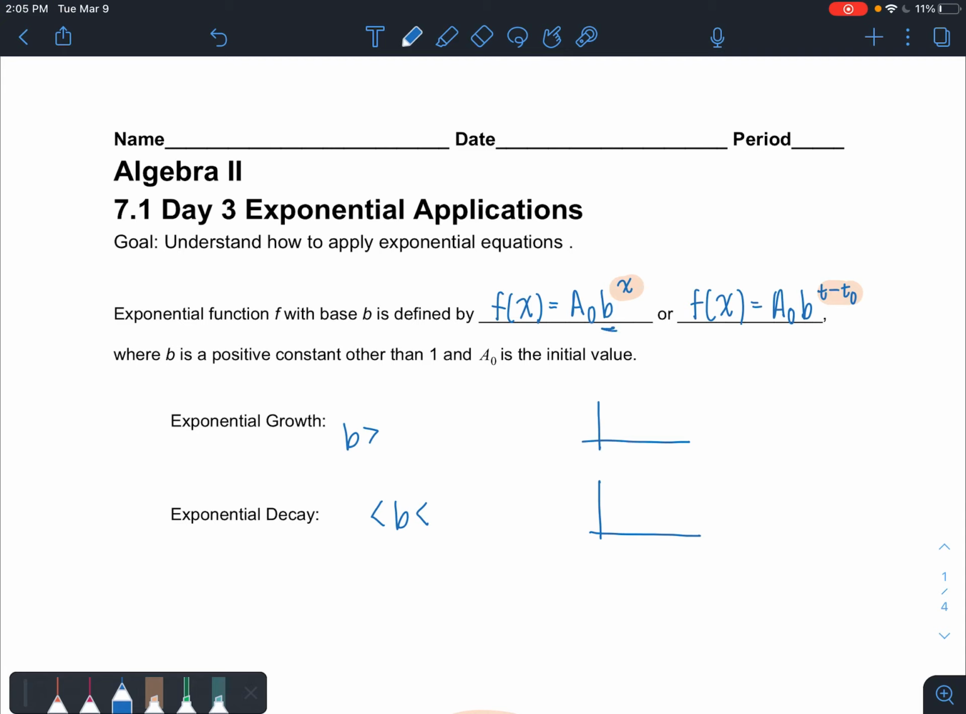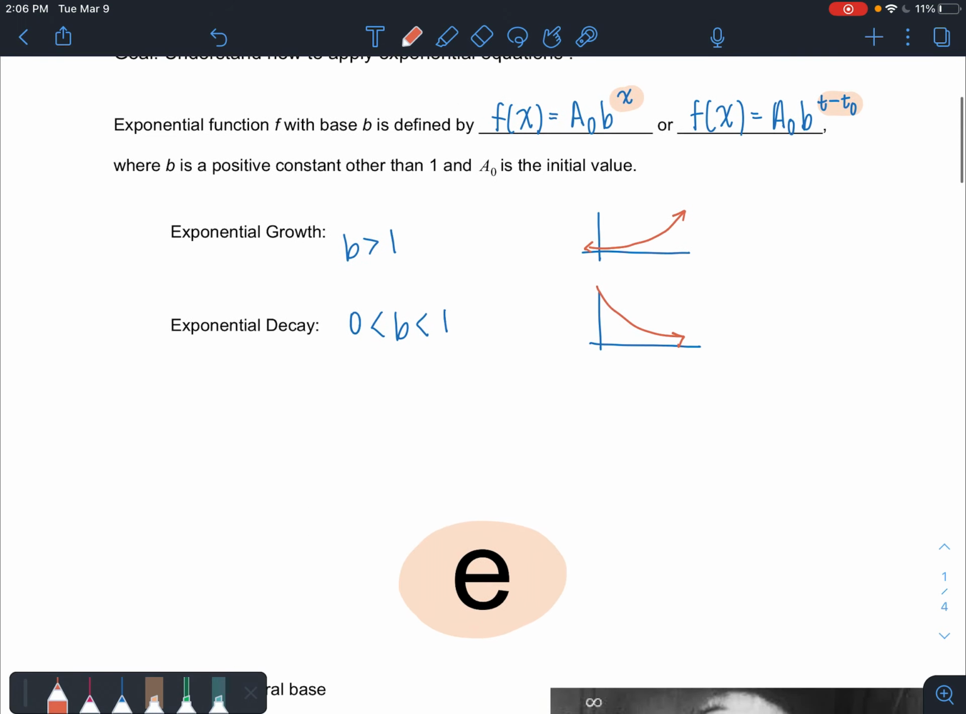Exponential growth is when we have a b value right here that is greater than 1. And here's what the graph will look like. It'll look something like this, and of course it'll extend this way as well. And then exponential decay is when b is between 0 and 1, and it's decreasing like this.